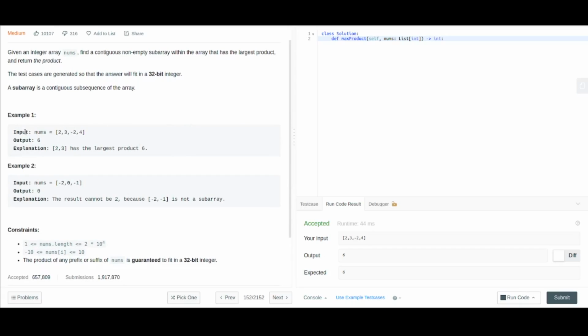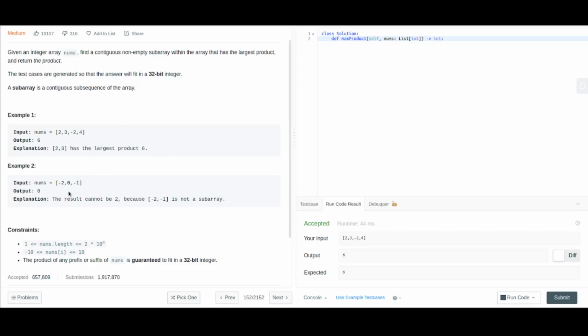Let's look at example 1. We have the input 2, 3, -2, and 4 in an array, and the output is 6. This is because 2 times 3 gives us the largest product. As you can see, if you multiply 6 by -2, it gives us -12, and there are no negative numbers on the right to offset that.